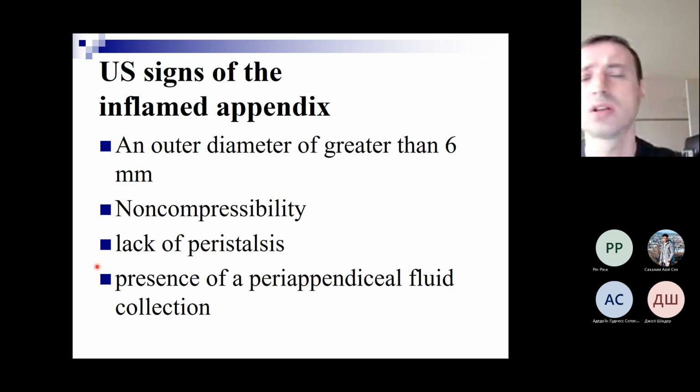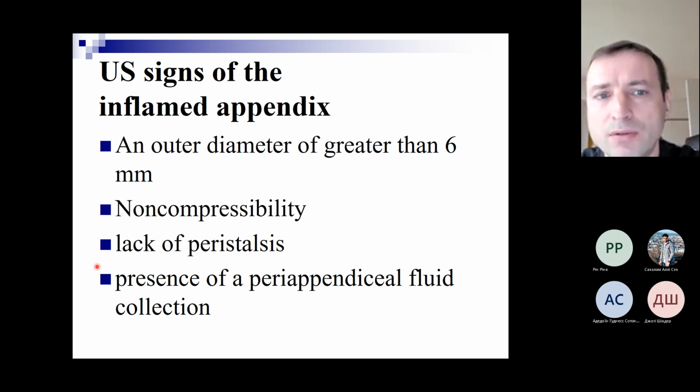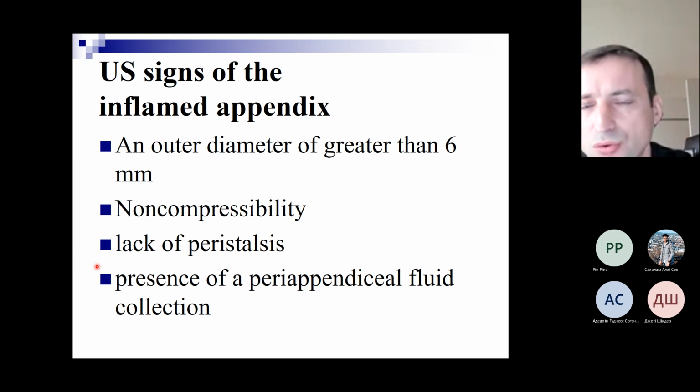Ultrasonographic signs of the inflamed appendix. First of all, we must know the measurements: its diameter more than 6 millimeters, wall thickness more than 2 millimeters, non-compressibility, lack of peristalsis, presence of periappendiceal fluid collection, or abscess formation.